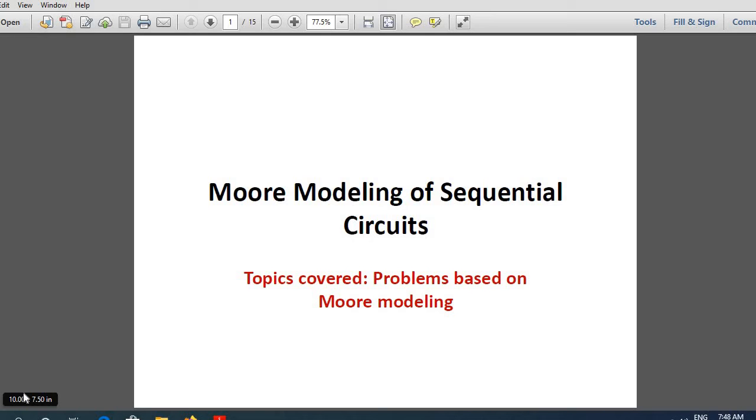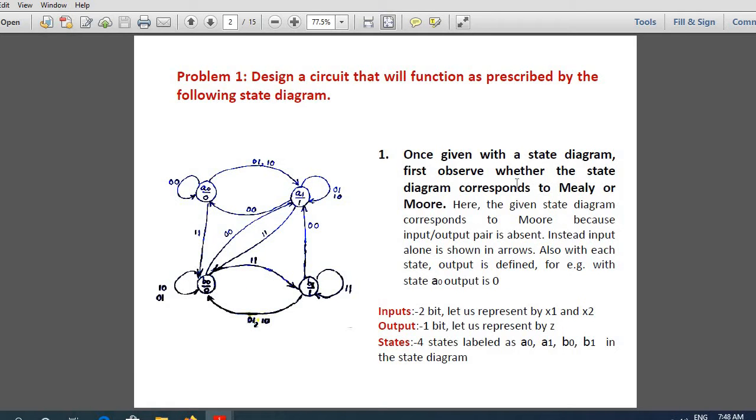Good morning, dear students. We are going ahead with the last topic in Module 5. It is the Moore modeling of sequential circuits. So here we'll be covering problems based on the Moore model of finite state machines. So this is the first problem that we are going to look at.